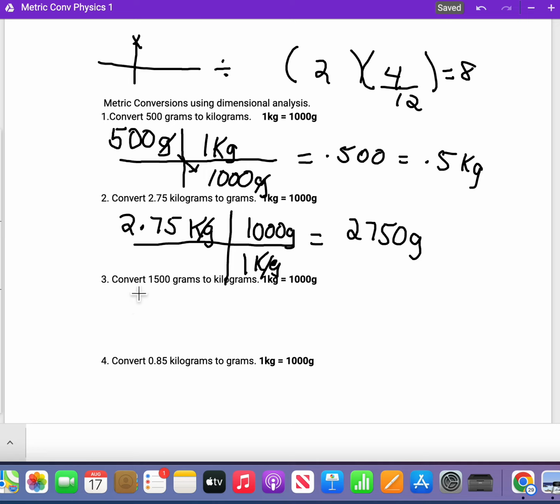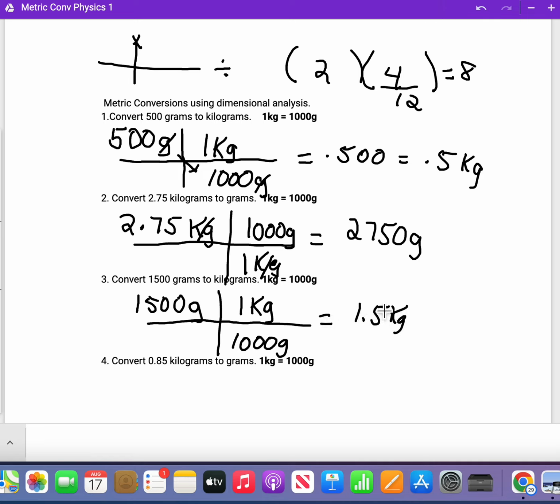Okay, convert 1,500 grams to kilograms. Always write down what the problem gives you with the correct unit. Draw the picket fence. Put the conversion factor in. If you have grams here, you have to have grams down here. So we'll put 1,000 grams because that's the number that goes with grams, and the 1 kilogram will go on the top. So we'll take 1,500 times 1 divided by 1,000, and that's going to end up being 1.5 kilograms.